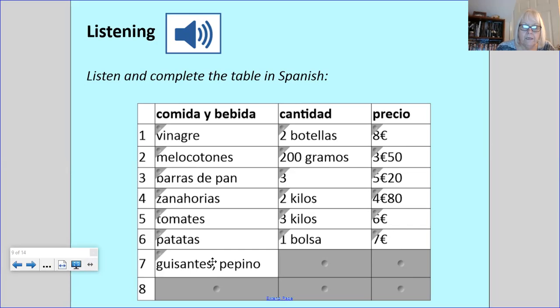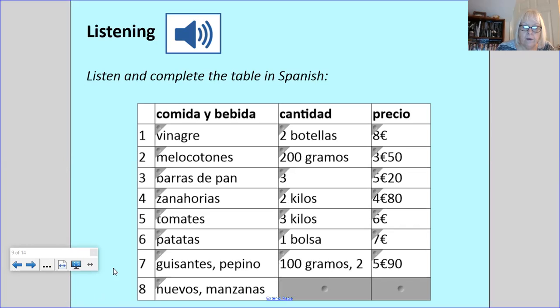Número 7, guisantes, peas, pepino, cucumber. Quiere primero 100 gramos de guisantes, 100 grams of fresh peas, y 2 pepinos, so 2 cucumbers. El precio en total son 5 euros con 90 céntimos, 5 euros 90. Y número 8, huevos, eggs y manzanas, apples. So los huevos quiere 6 huevos y las manzanas quiere 500 gramos de manzanas. Y el precio para todo eso es 9 euros con 75 céntimos.